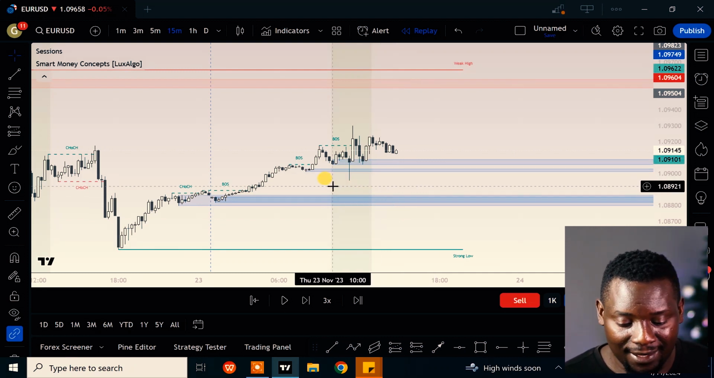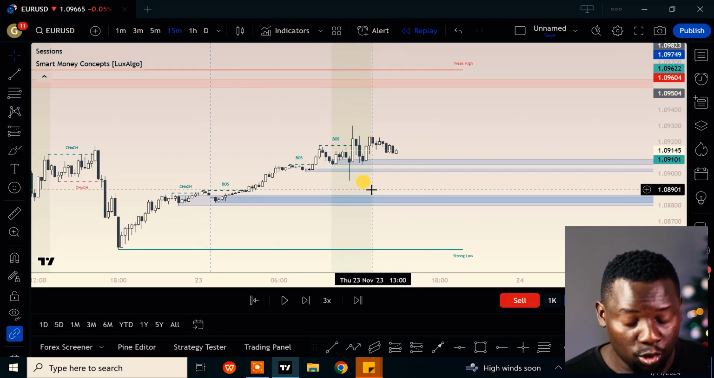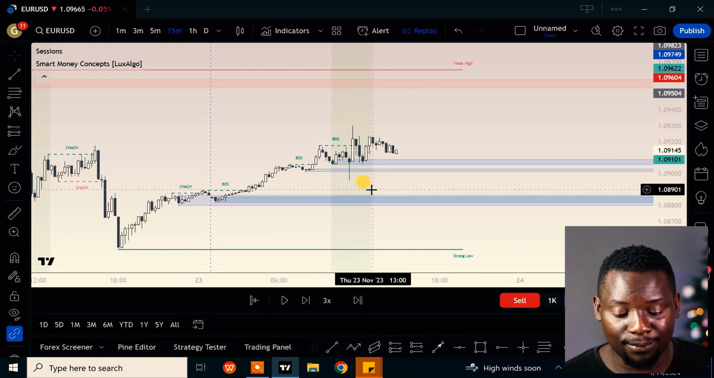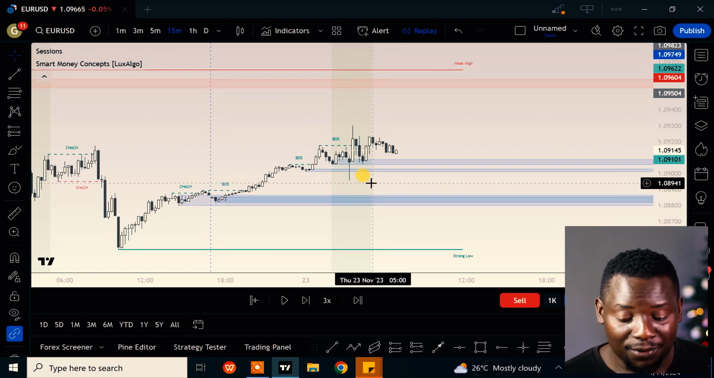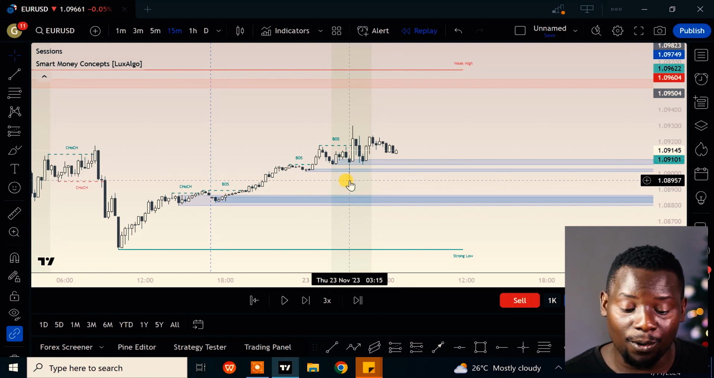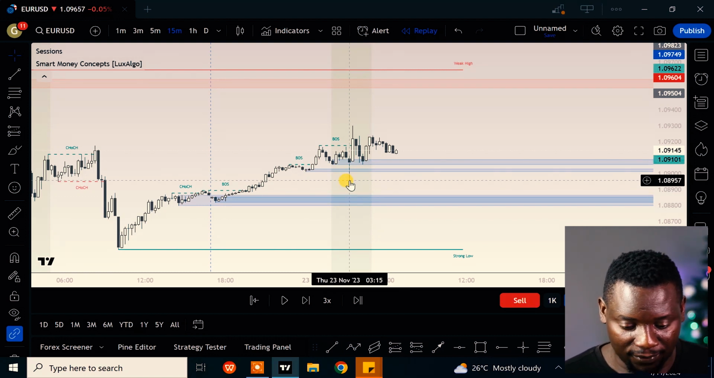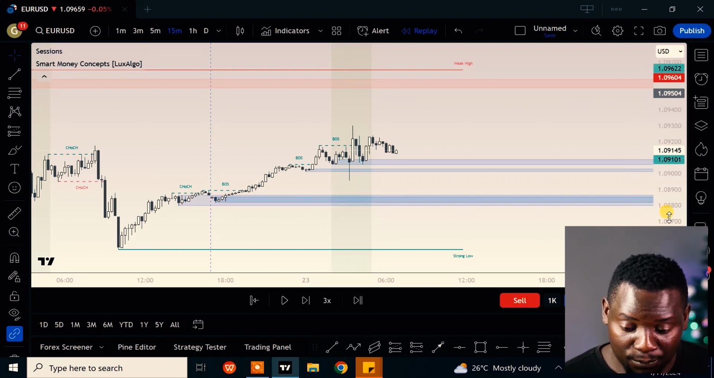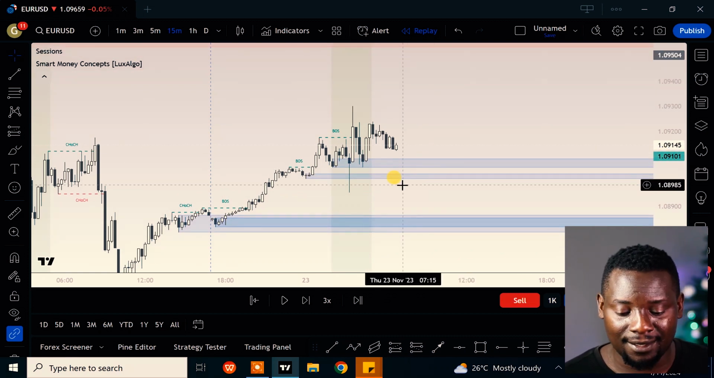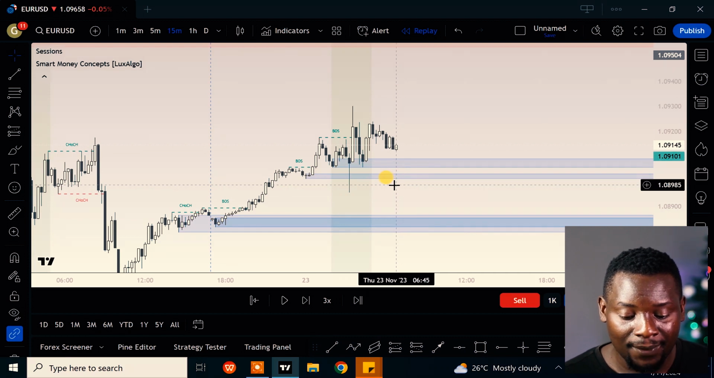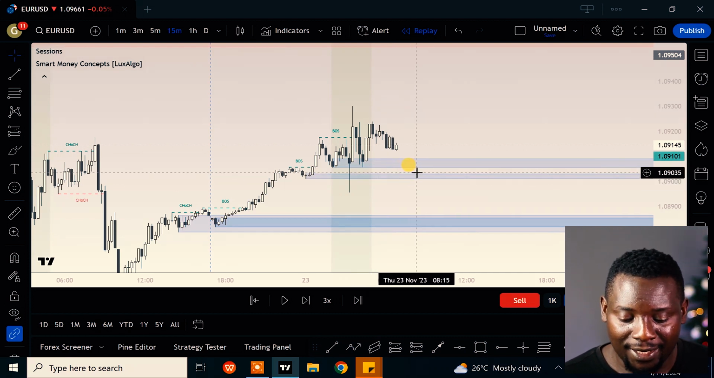This is the London kill zone right here. You want to see an order block form within the kill zone, which is basically from 2 a.m. up to about 5 a.m. New York time. So you want an order block to form within that period of time. Then you use your fib tool. Remember, this is right before the New York session starts, because we all know the New York session usually starts at around 8 a.m.